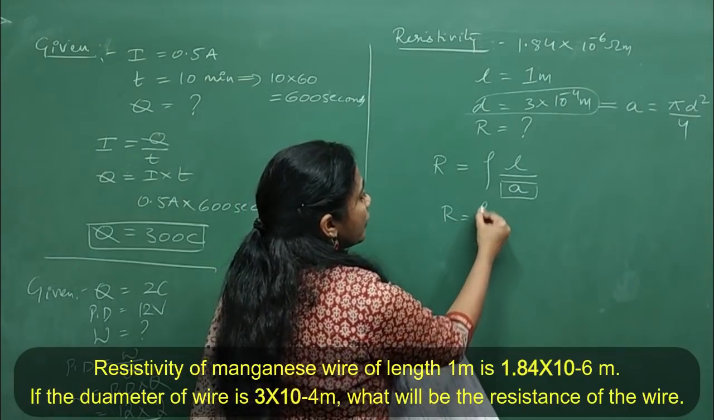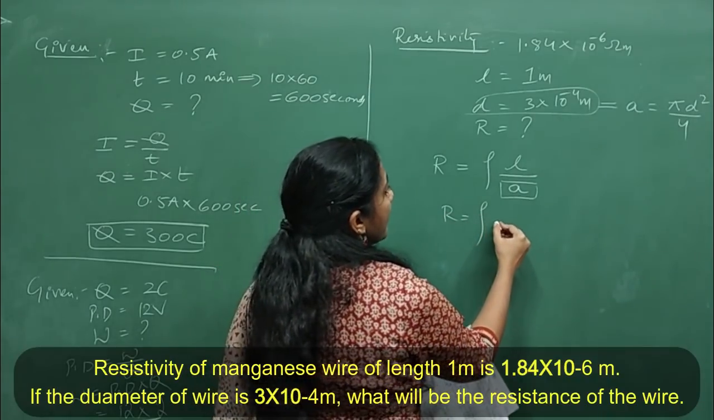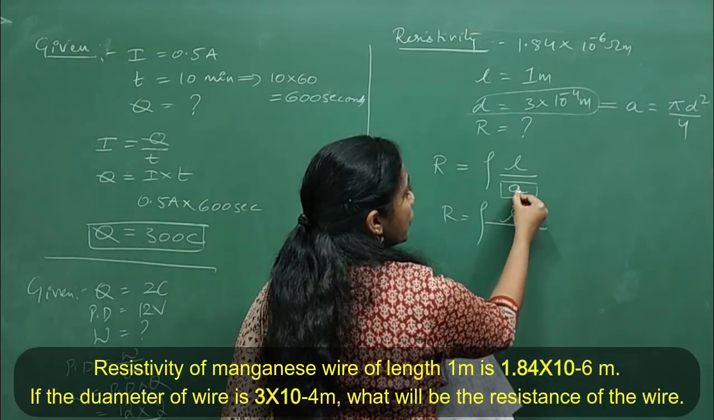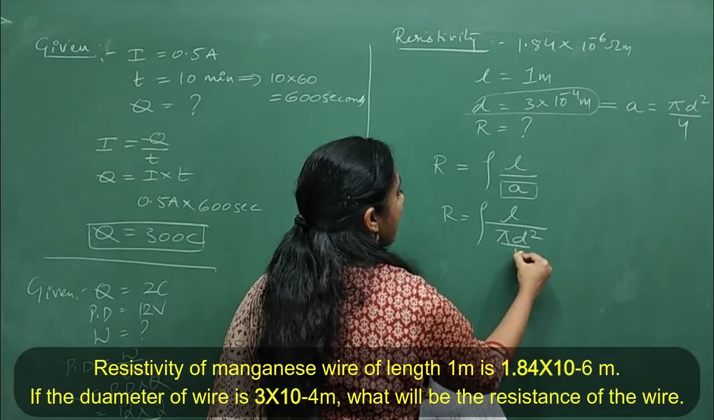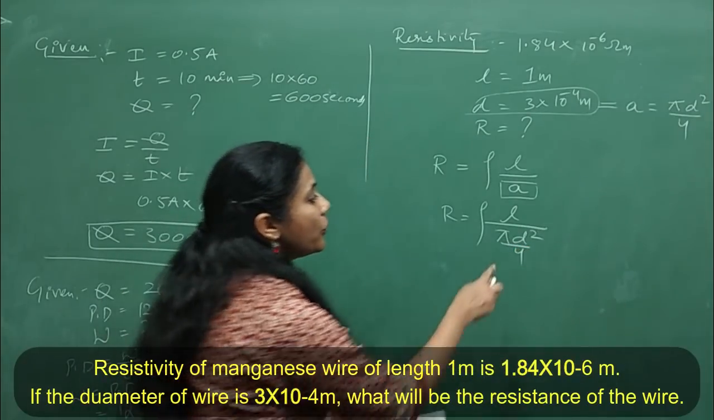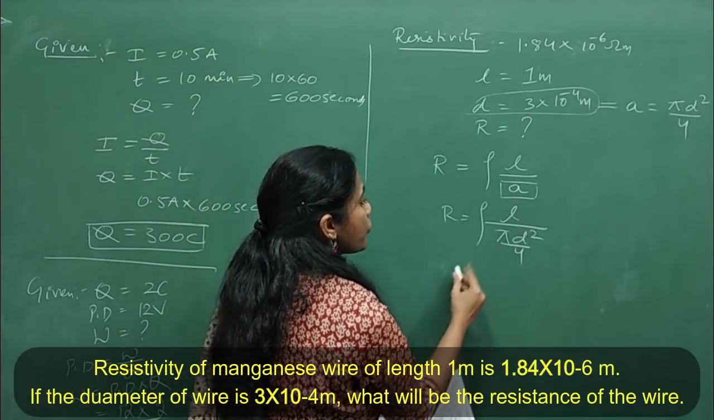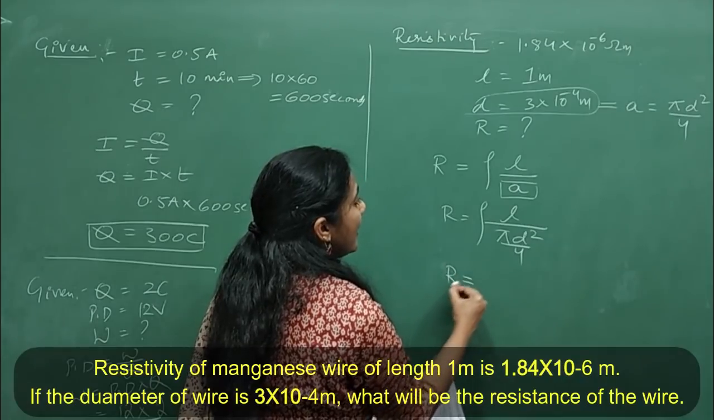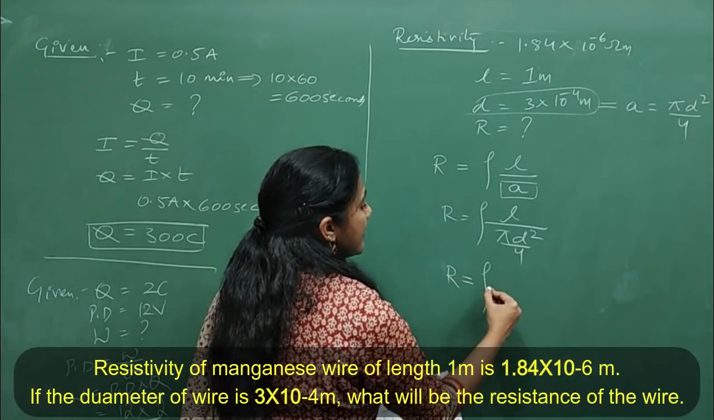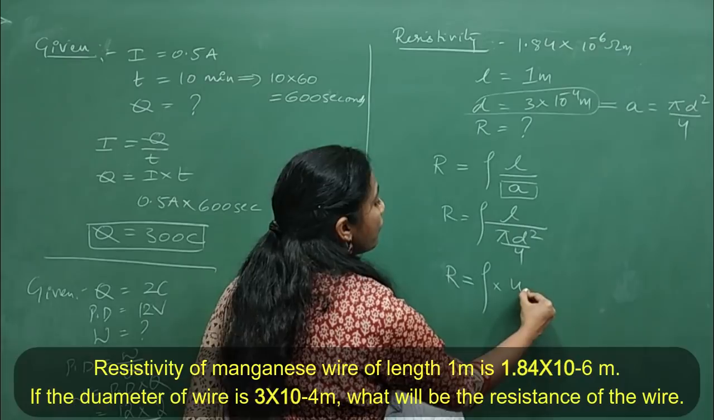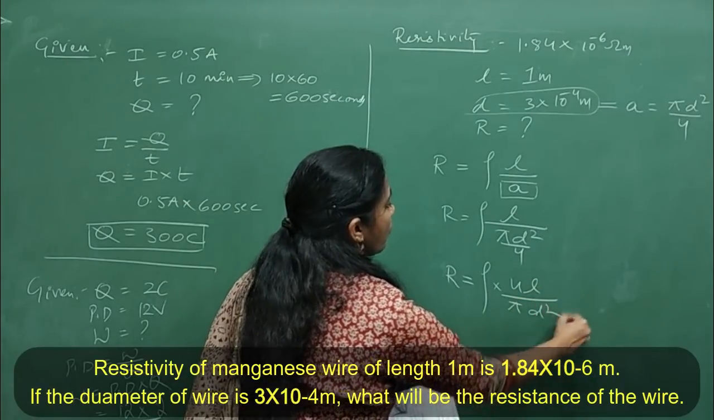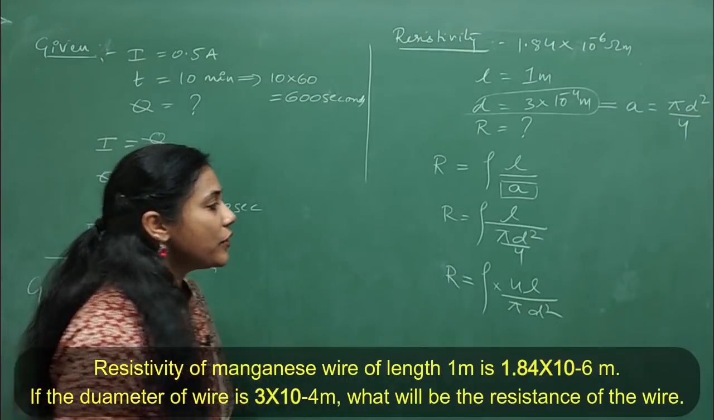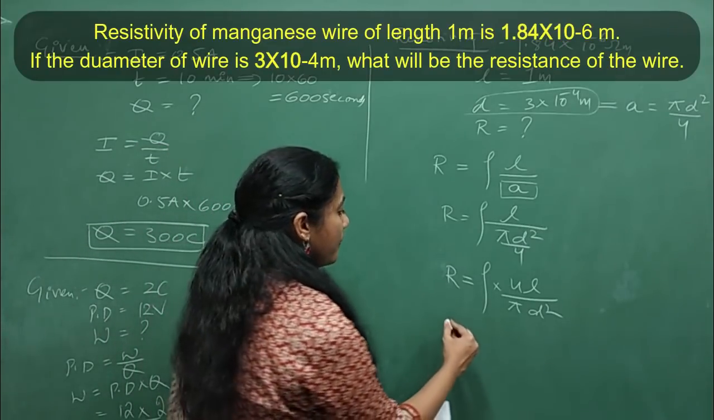R is equal to resistivity into L. So instead of A, you can write pi d square by 4. Right? So the denominator goes to the numerator. So the formula can be R is equal to resistivity into 4L divided by pi d square. Right? So now you will have to substitute everything.